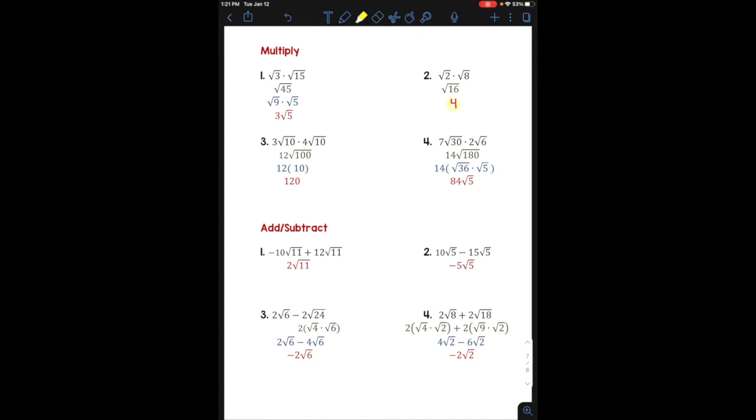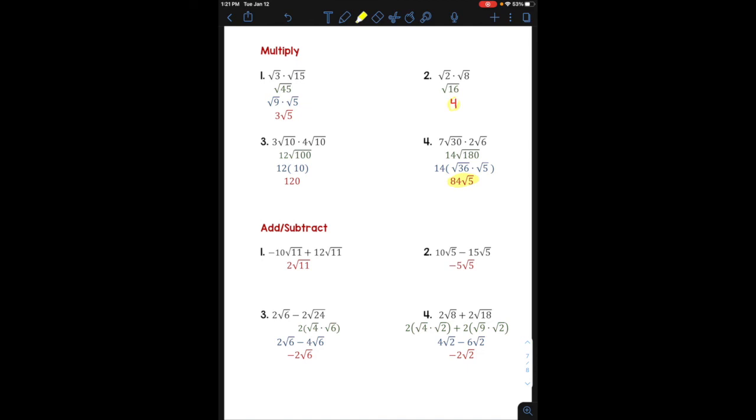Problem number 4, when you multiply 7 root 30 times 2 root 6, we'll get 14 root 180. We could simplify the square root of 180 further since 36 is a perfect square that goes into 180 5 times. And after you multiply the simplified expression by 14, we would get our solution or a simplified answer of 84 root 5.